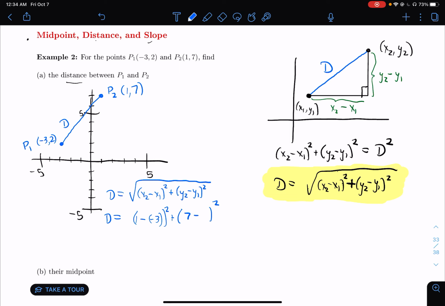Minus the other y-coordinate is 2. All right, okay, square root of this whole thing. So simplifying this, I get d equals 1 minus negative 3 is 4. So I get 4 squared, and then plus 5 squared, square rooted. And simplifying this, I'll get square root of 41. And there's no perfect squares that divide 41. That's as far as I can take it. That is my distance.